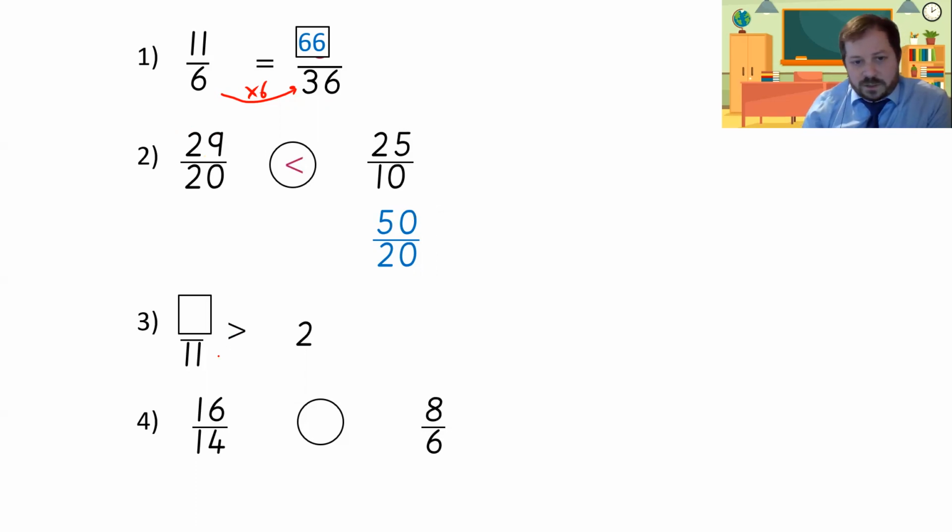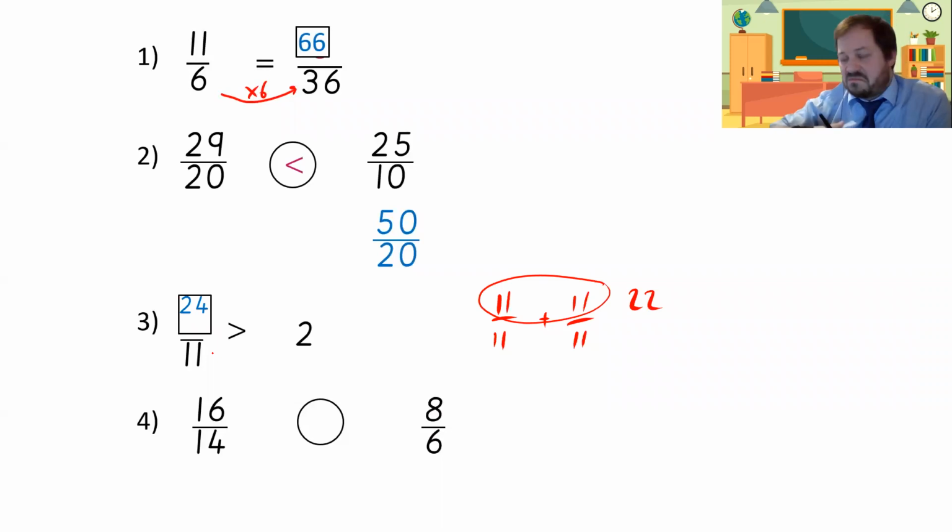Then we've got some amount of 11s is greater than 2. So what we're thinking about here is how many 11s would make 2, first off. So we need 11 11s and 11 11s. So that's 22 in total. So any number bigger than 22 will work in there. So 24, 23, any number above that would work.